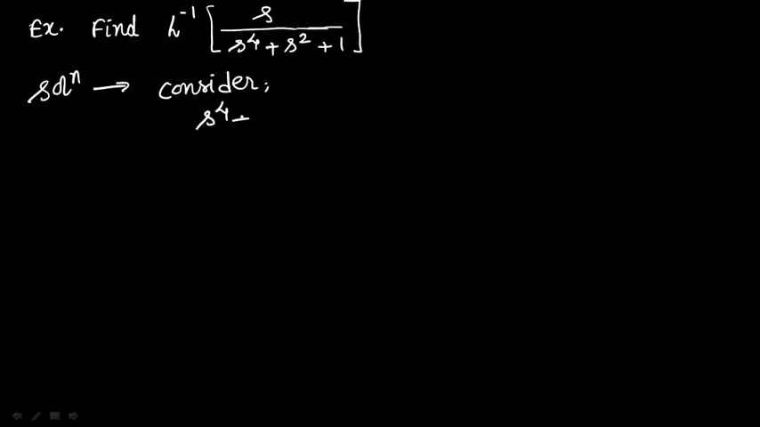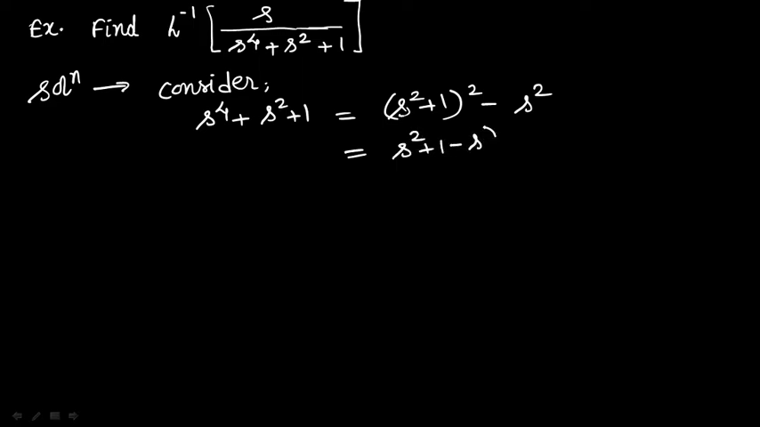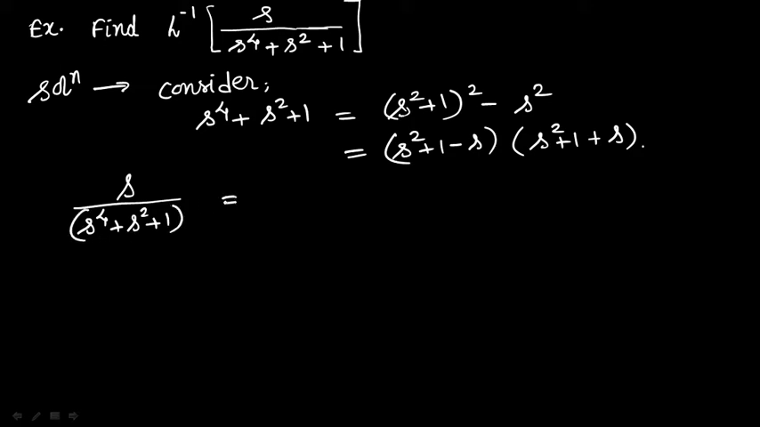the denominator term s to the power 4 plus s square plus 1, and we write this in the form of, by adjustment, s square plus 1 whole square minus s square, and then apply the a square minus b square formula, that means s square plus 1 minus s, and the second factor is s square plus 1 plus s. Now these are the factors, therefore we can solve by the partial fraction method. Therefore consider s upon s to the power 4 plus s square plus 1 and apply the partial fraction method. Here s square plus 1 minus s, second is s square plus 1 plus s.